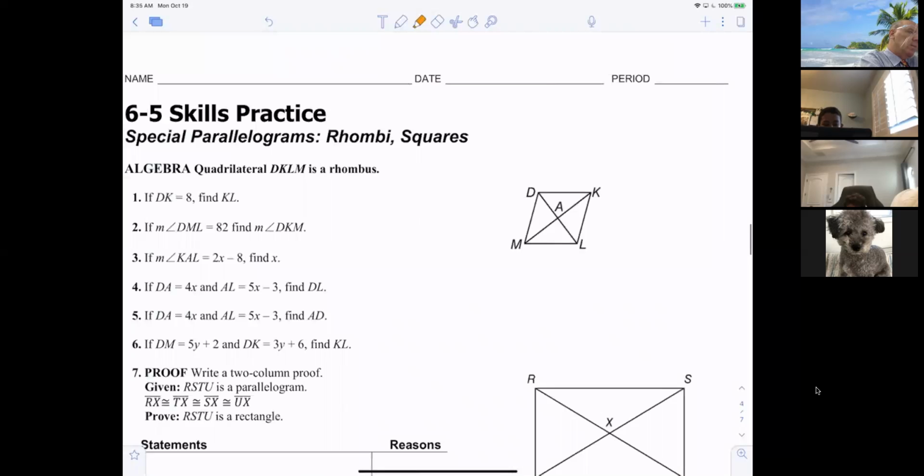Okay, so who wants to tell me what a rhombus is, or rhombi, which is just plural? What's a rhombus? Who can tell me what a rhombus is? Tell me, AC.